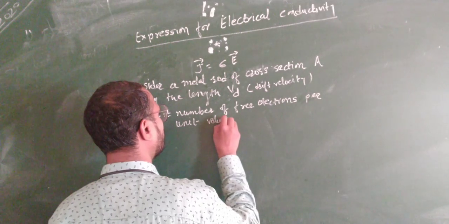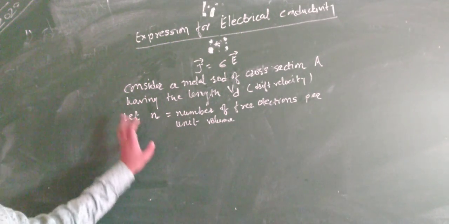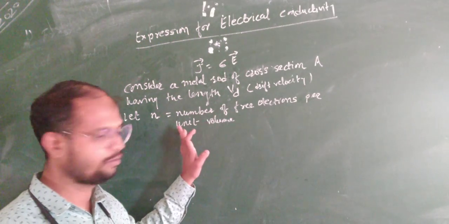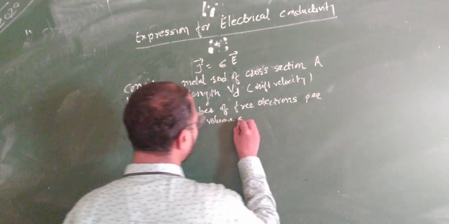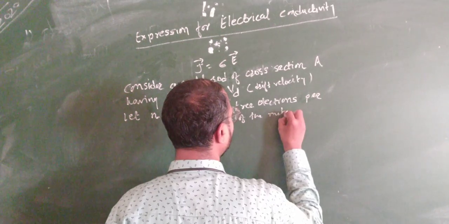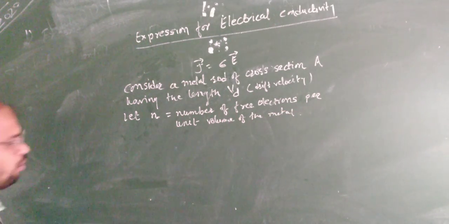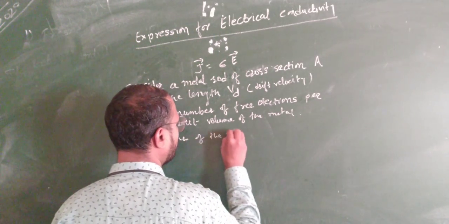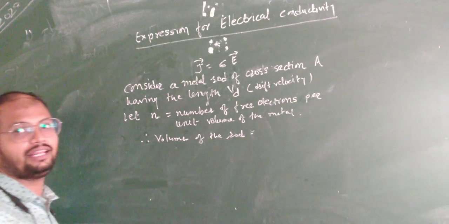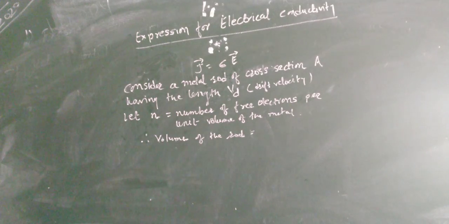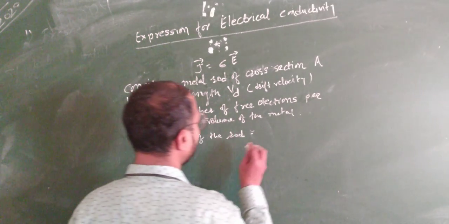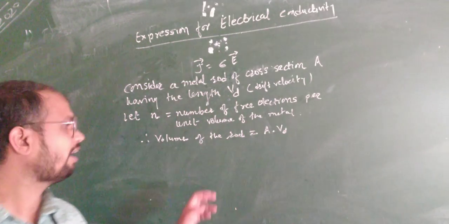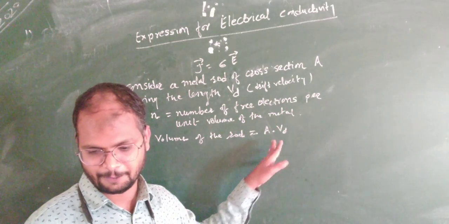Whatever the rod is, the value of n is the number of free electrons in it, that is the number of free electrons per unit volume of the metal. Okay, so therefore the volume of the rod is area multiplied by length. The length is VD, so the volume is A into VD, that is A into drift velocity VD.